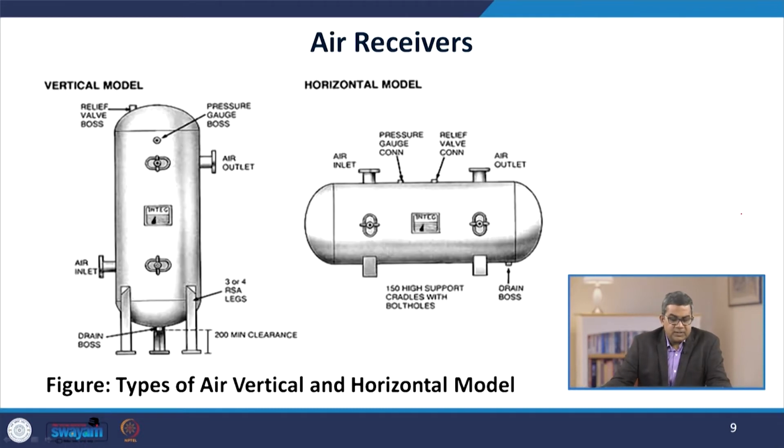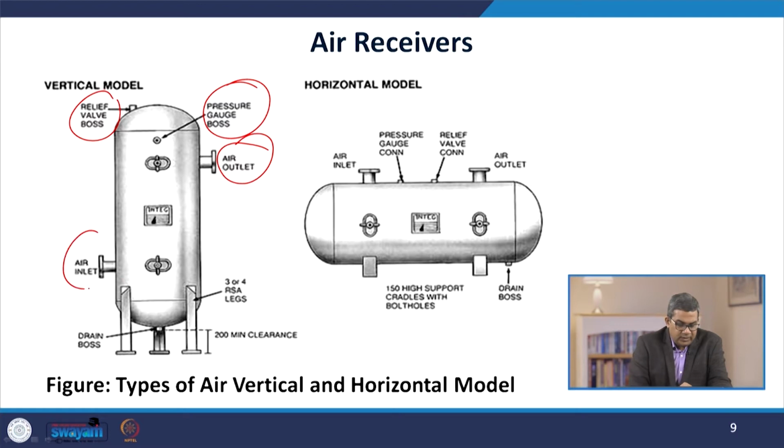Now this is the basic anatomy of an air receiver, and these are the two types. One is the vertical one and the second one is the horizontal one. The integral parts of an air receiver: the relief valve, the pressure gauge, the air outlet as well as the air inlet, then the drain and the legs.